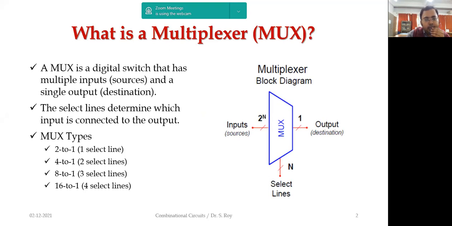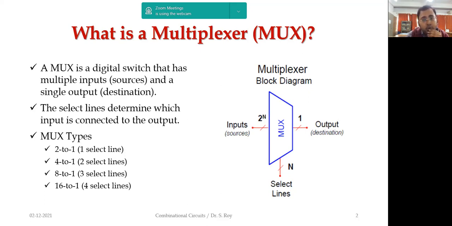To define a multiplexer, we can say that it's a digital switch. A switch has multiple inputs, which we can also call sources, and a single output. That's why this is known as a switch. It has multiple inputs and only a single output. The multiplexer device is going to select one particular input and connect it to its output line.